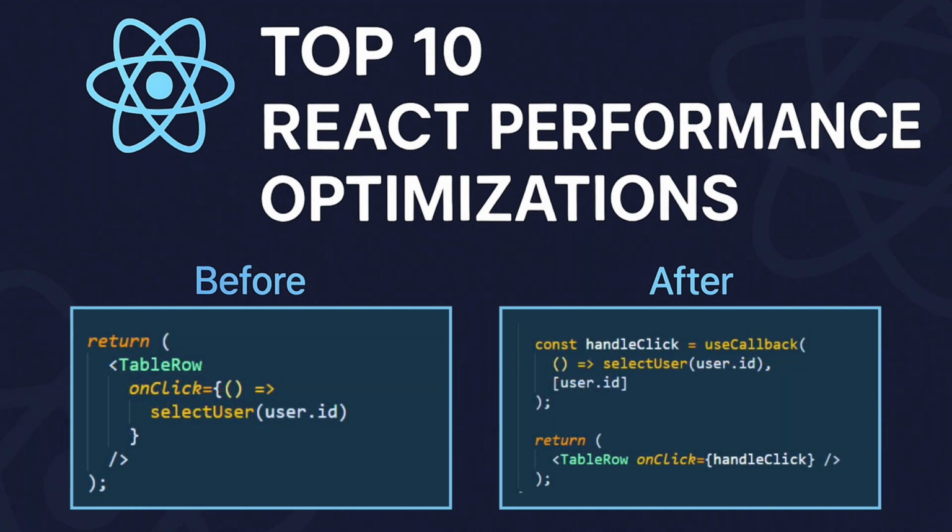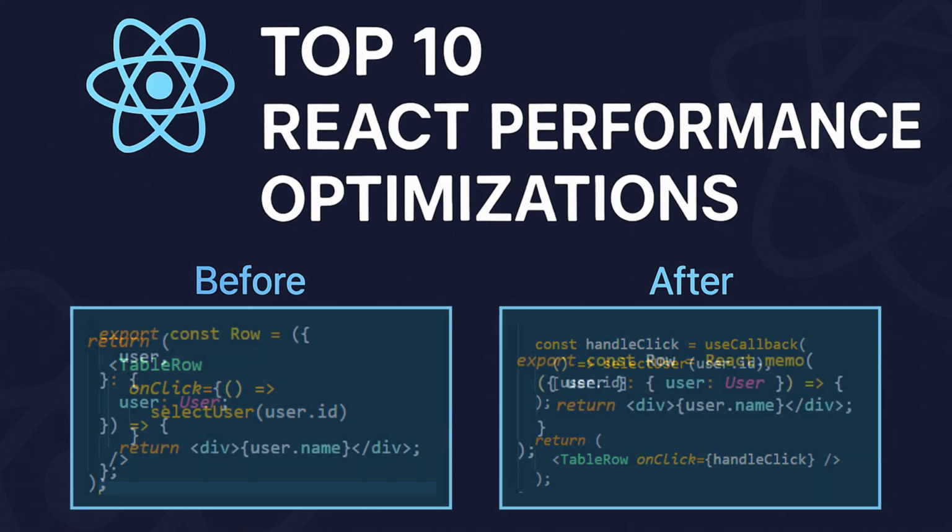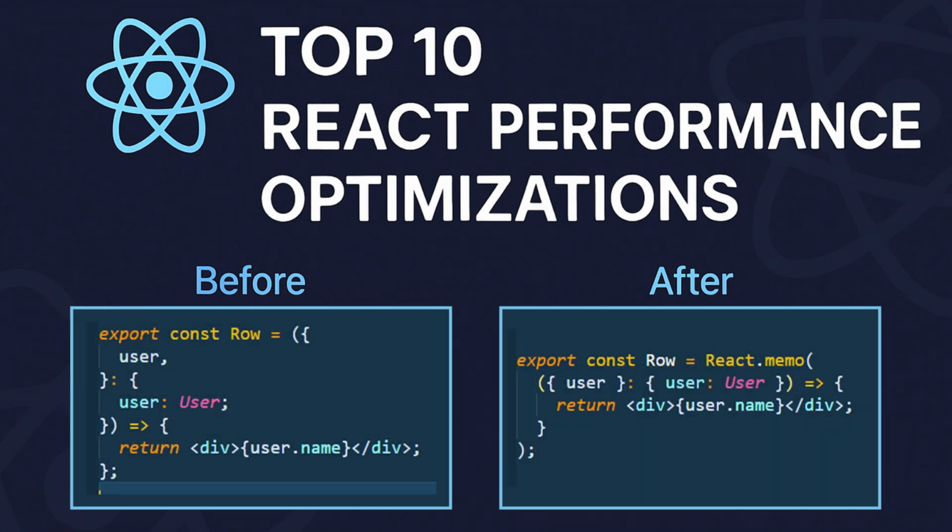2. Memoize functions with useCallback. When you pass functions to child components, especially memoized ones, use useCallback to keep the function reference stable and avoid unnecessary re-renders.